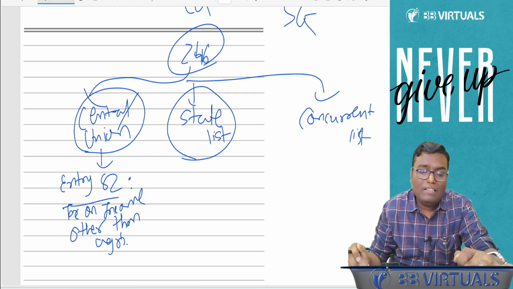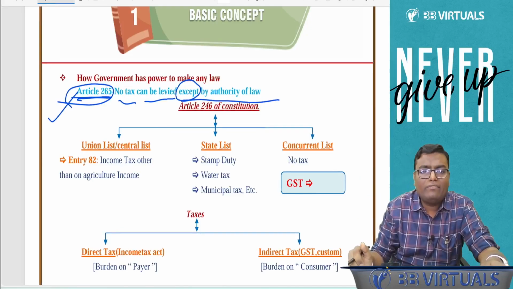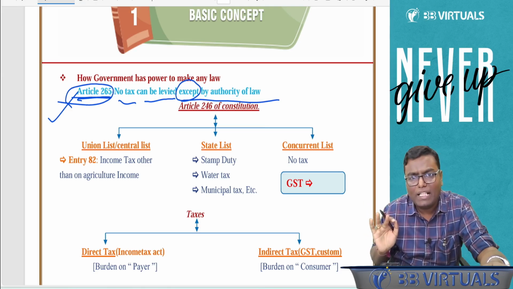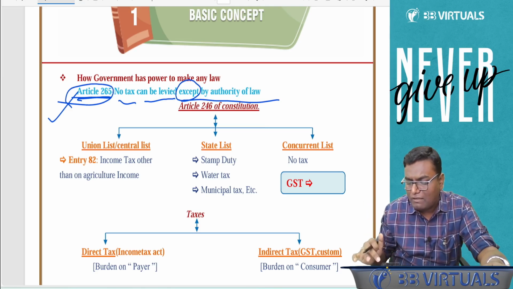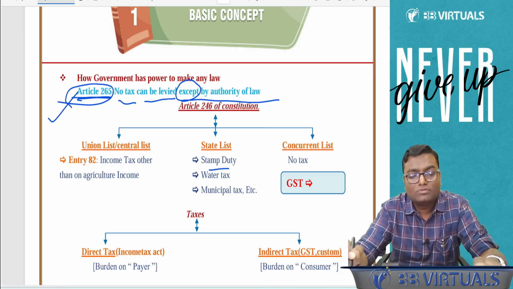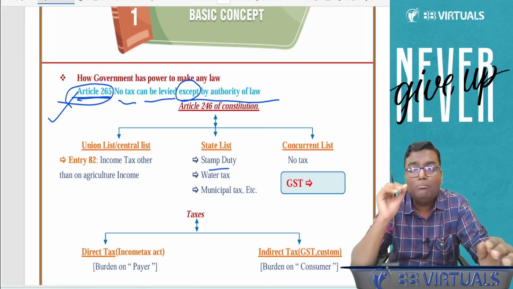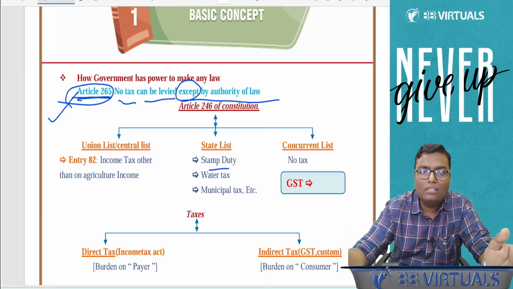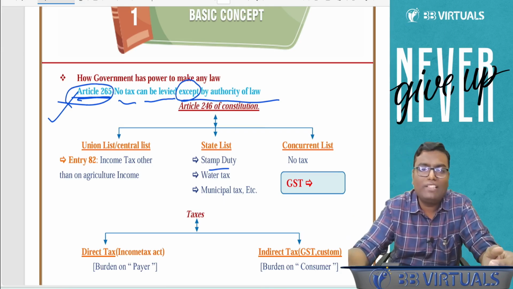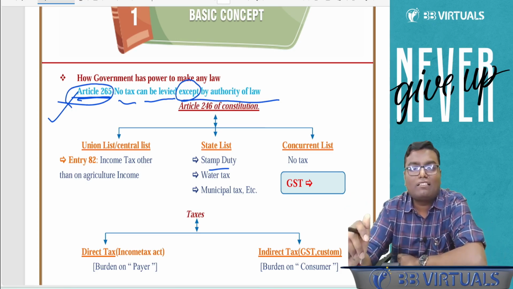Now understand, in the state list also there are some kinds of tax given, which are not important for us. This is just a general knowledge question that I am sharing with you, about which powers are with state government. Stamp duty. What is the meaning of stamp duty? If you purchase any kind of immovable property, land or building, either you sell it or you purchase it, you have to pay a particular percentage of tax to state government. And that is covered by the state list.